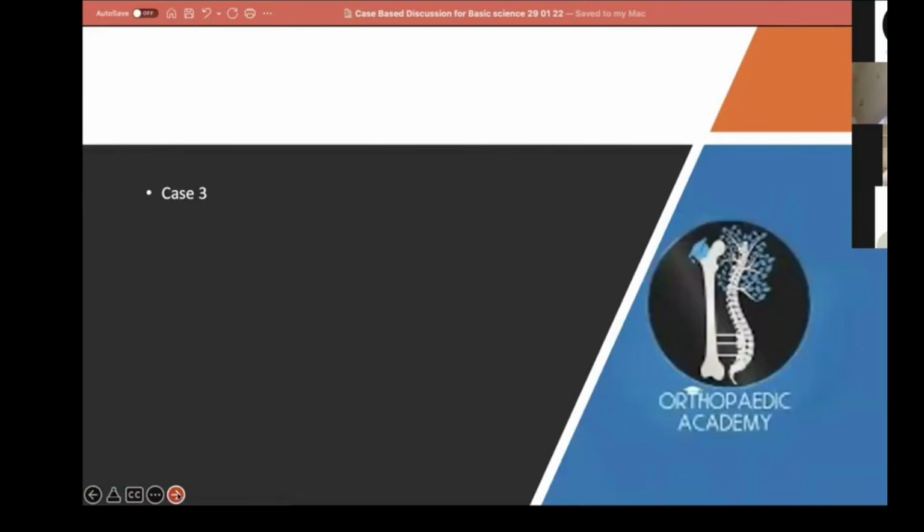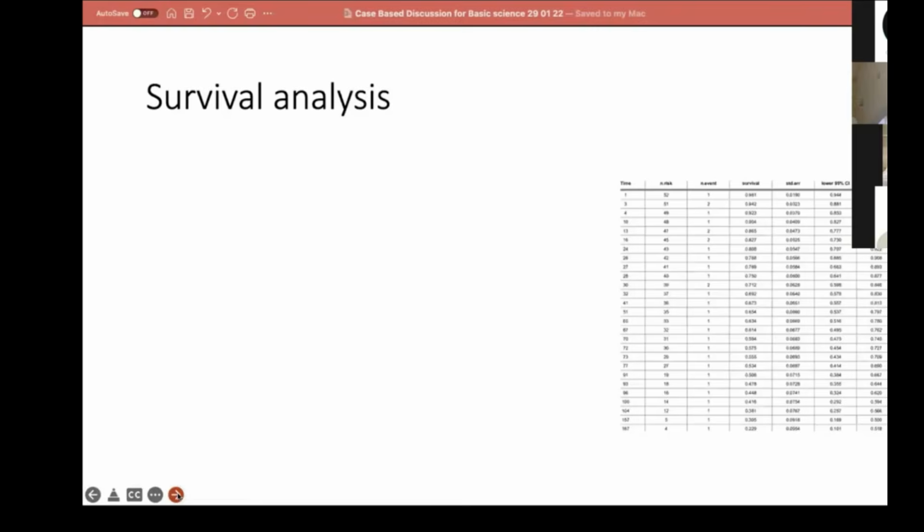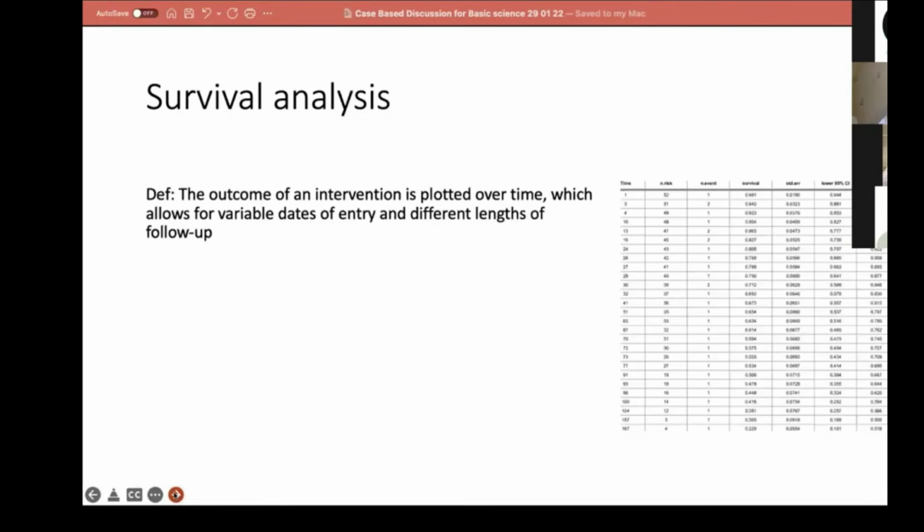Okay. So survival analysis. Definition: the outcome of intervention is plotted over time. We didn't mention the intervention in the definition, which is the starting point of your answer. So start any answer with your definition. What is survival analysis? It is the outcome of an intervention plotted over time, which allows for variable dates of entry and different lengths of follow-up.